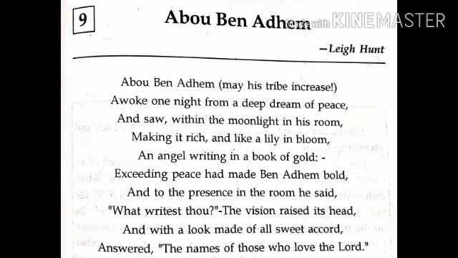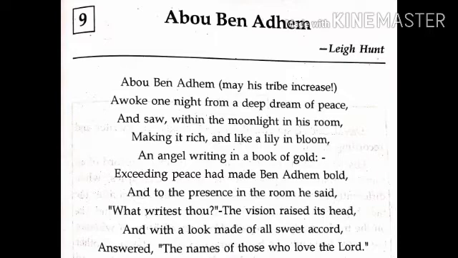So the poet begins by describing Abou ben Adhem. We know that he was a very noble, selfless and virtuous king, right? Then the poet is wishing, may people like Abou ben Adhem increase, may his tribe increase. May people like Abou ben Adhem increase in this world. Awoke one night from a deep dream of peace. So Abou ben Adhem, a man who always thought of the good of others, one day is waking up from his sleep. He was having a very peaceful sleep. It was then he woke up.